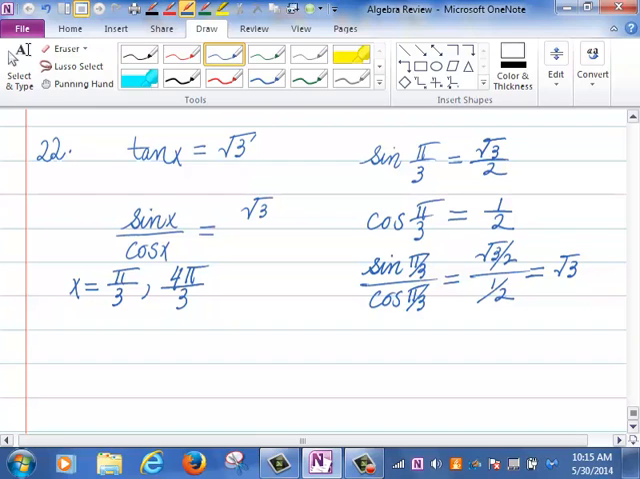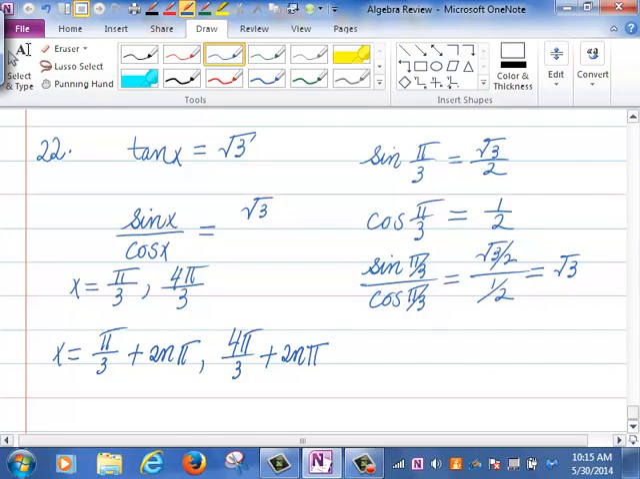Okay? And then, again, you add 2n pi if the question says find all the solutions, right? So I would be writing x to be pi over 3 plus 2n pi and 4 pi over 3 plus 2n pi. Everybody is okay with that?